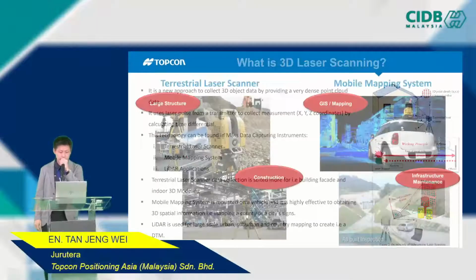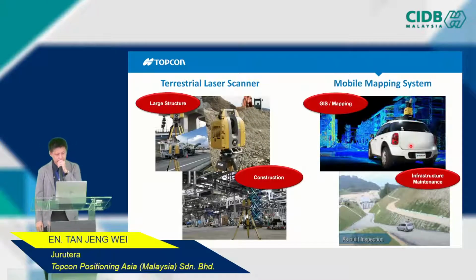So this is an example of the terrestrial laser scanner. As I explained just now, the terrestrial laser scanner is more suitable for large structures and also for construction sites. And the mobile mapping system is more into GIS or mapping. Or sometimes if you want to do infrastructure maintenance, you can use the mobile mapping system.